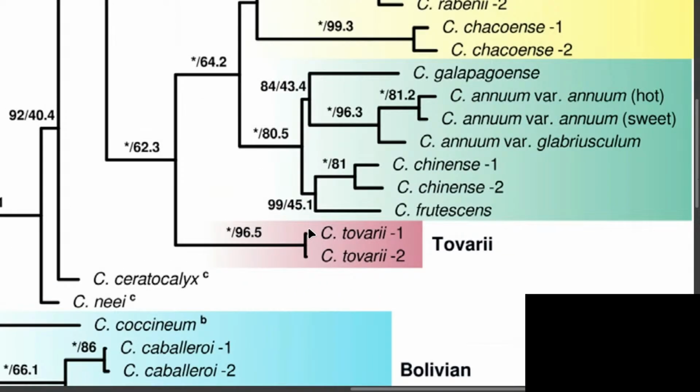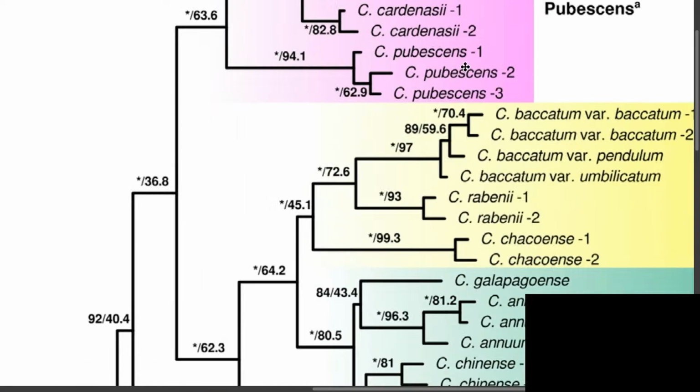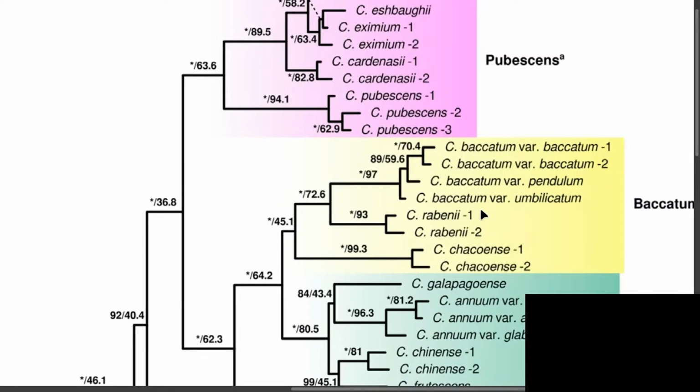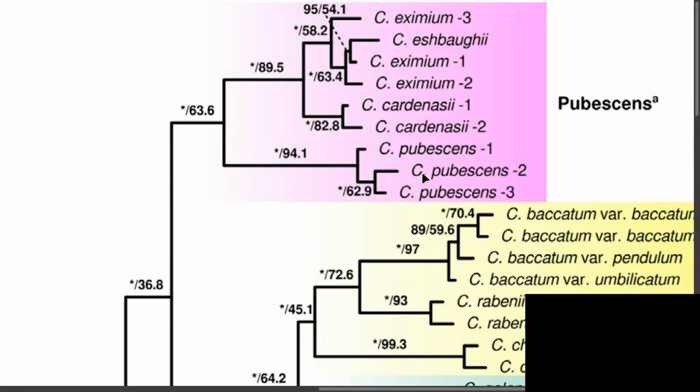Outside of that, you have the tovarii clade. I don't even know how to pronounce this. Whatever. That clade right there is outside that group. Now, more importantly, the other types of cultivated Capsicum species are the pubescens. These are the black seeded group. These over here have white seeds. Both the baccatum species have white seeds. The annuum species have white seeds. The pubescens over here have black seeds.